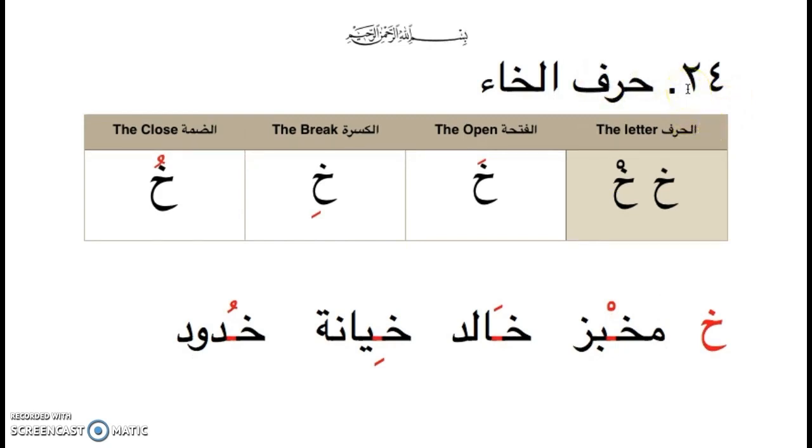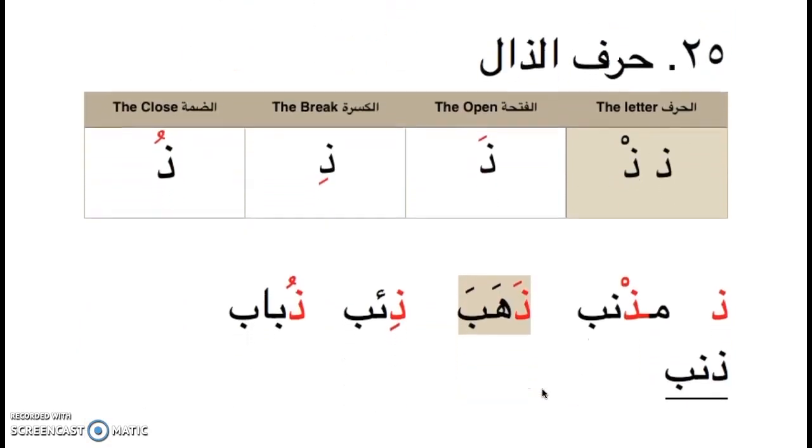Arba'a wa ishirin. Harf al-kha. Kha, khi, khu. Makhbaz, Khalid, خيانة, خدود. مخبز is the place where they make bread, like the bakery. So you remember خبز. خبز is bread. مخبز is where they make the bread. خالد is immortal. خيانة is betrayal. خدود is face cheeks.